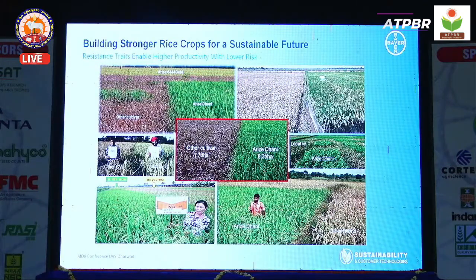These are some of the pictures which validate our products. In the middle, you can see Arize Dhani on the right side gave 8.3 tons per hectare, and on the left side, the other cultivar gave only 1.7 tons per hectare under the infestation. This is a real-time farmer field photograph. Similarly, you can see another photo where Arize Honey DT and Arize 6444 Gold crops are standing very well, but other cultivars which do not have resistance genes are affected by the disease and pests.